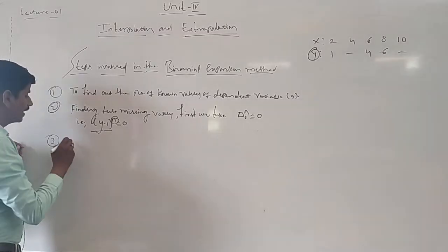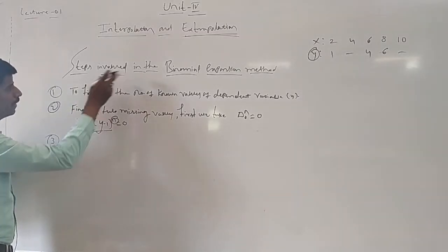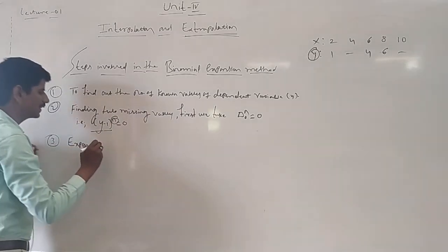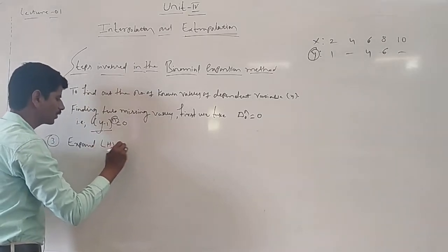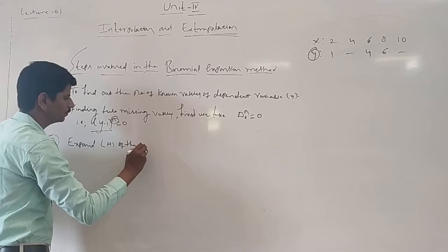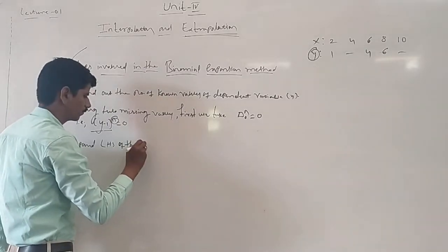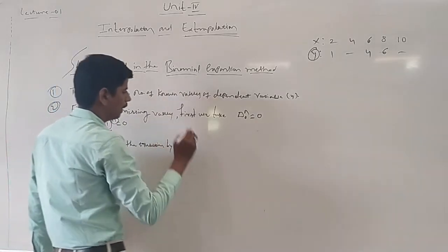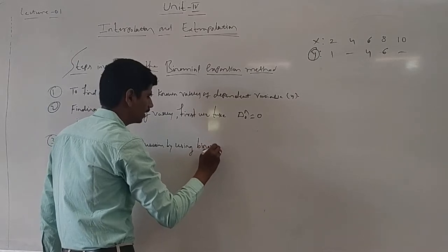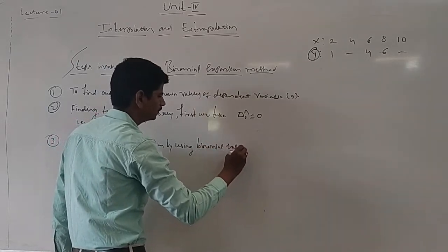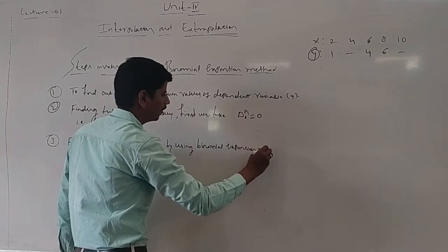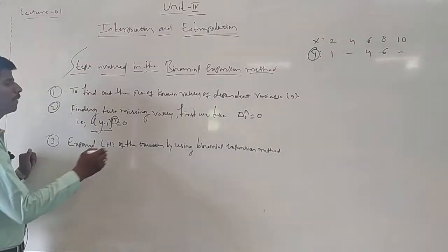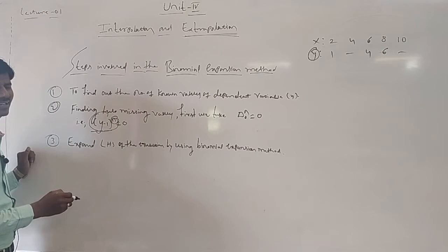The next step is to expand the LHS of the equation by using the binomial expansion method. Here, you have to expand (y minus 1) to the power n equal to 0.